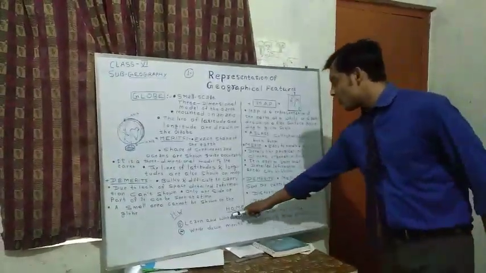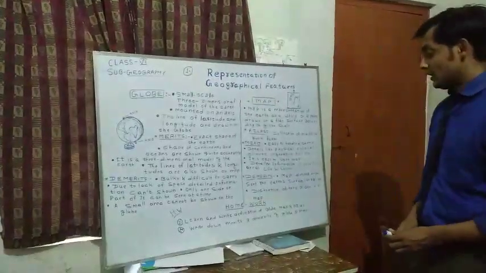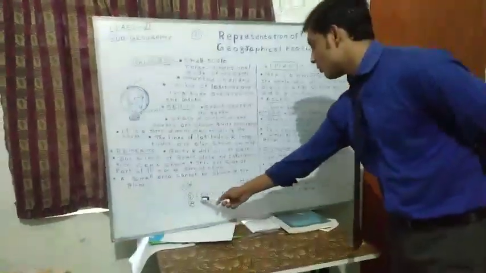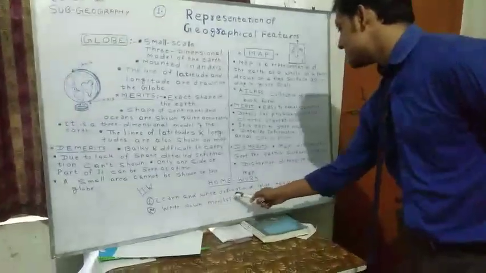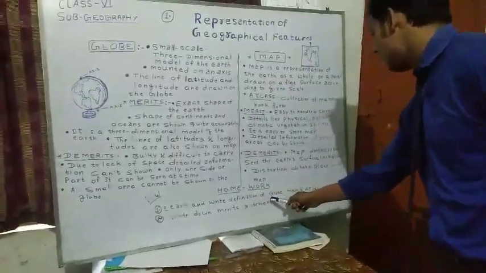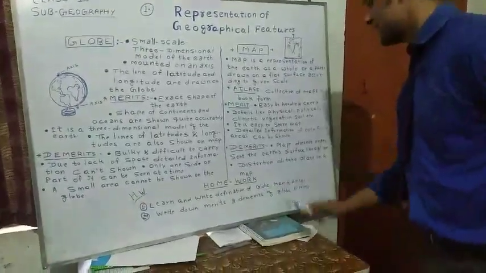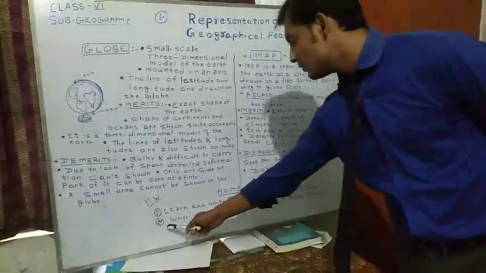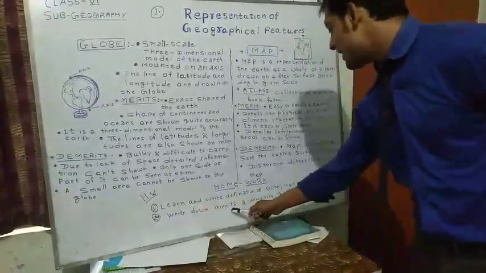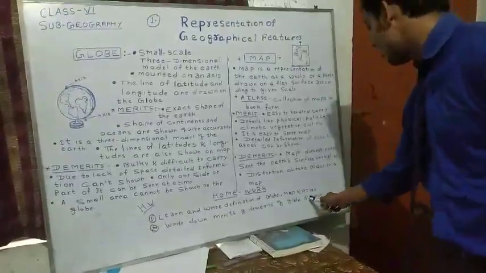Now, note down the homework. At first, learn and write the definition of globe, map and atlas. And second, write down the merits and demerits of globe and maps.